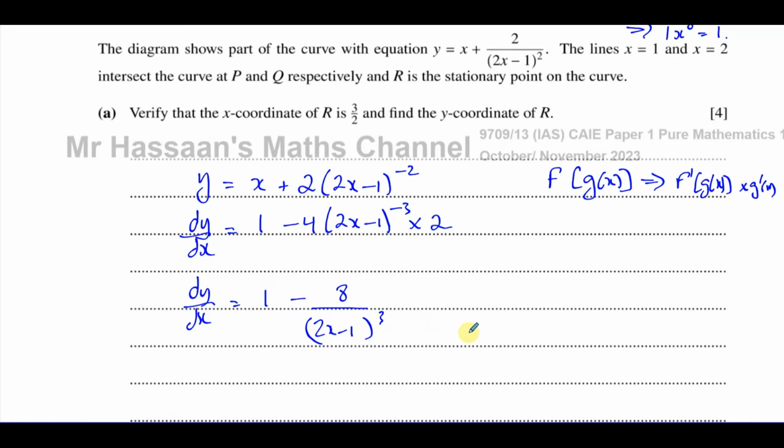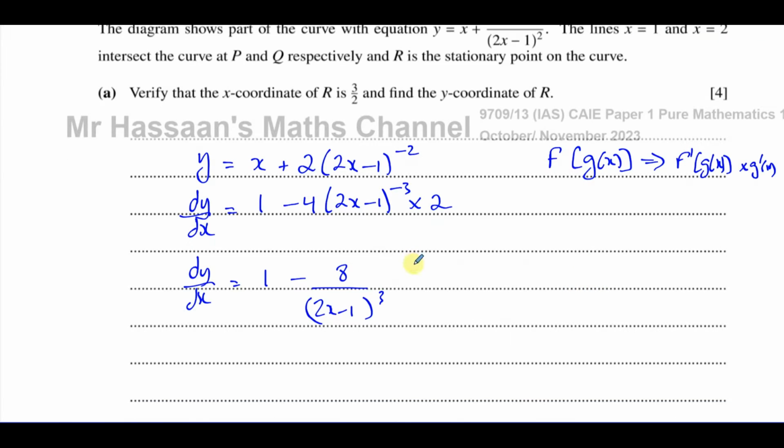Now, if the question said find the coordinates of the stationary point, then I would have to let dy dx equal 0 and then solve for x. But in this case, I don't have to go that far because they already told us the x coordinate of the stationary point and told us to verify that it is 3 over 2. So we can say that at R, when x equals 3 over 2, dy dx has to equal 0. Let's see if that's what happens.